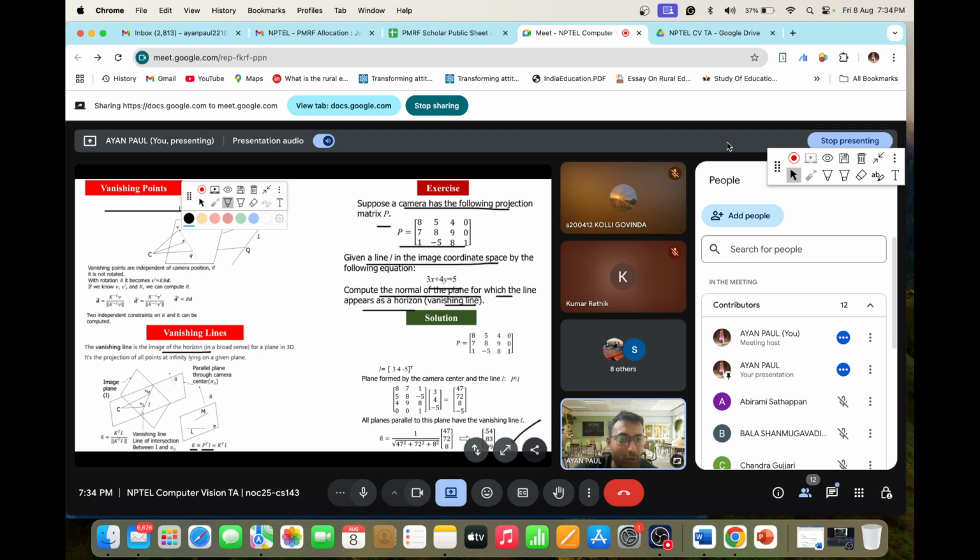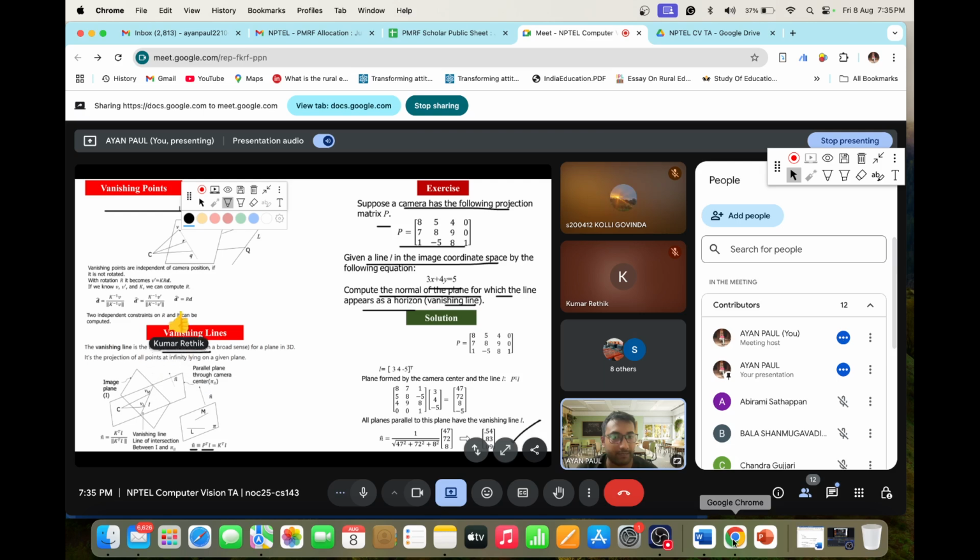So you need not understand anything more in case of a question. Whenever you are asked to compute the normal of the plane on which the line appears as the horizon, you just take the line, multiply it by P transpose, and you will get an n. Then divide it by the determinant to get the direction, and you will get the answer. Just a simple thing. Is it clear to all of you? Clear, right?